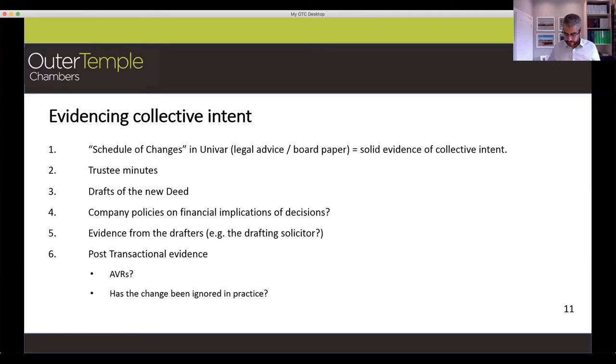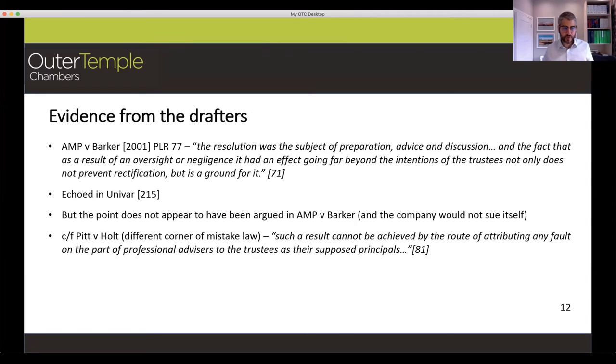This is a sort of, move to the next slide, evidence from the drafters. This is a sort of Hobson's choice, which is often presented to, for example, solicitors or any drafters, which I think is ultimately fine, but does have the potential to be tricky and usually requires some quite careful thought and some quite careful handling.